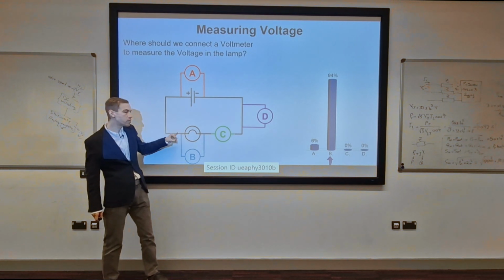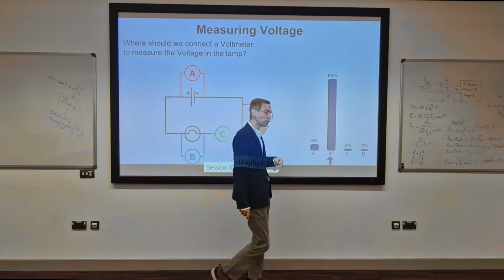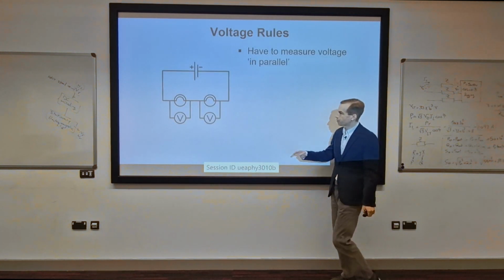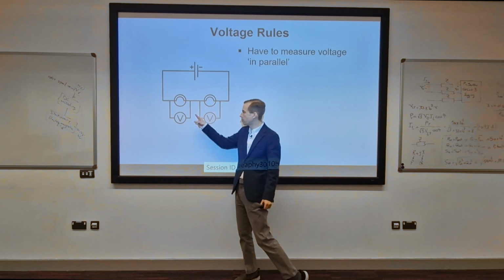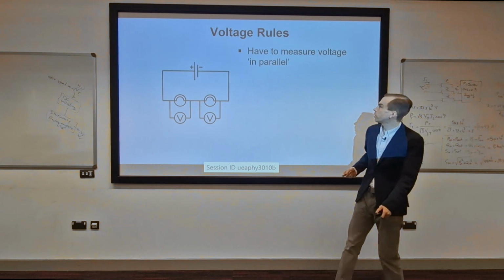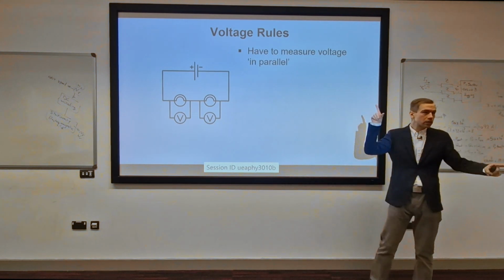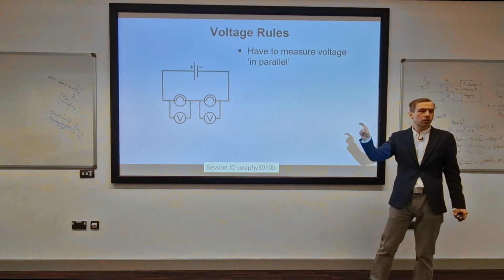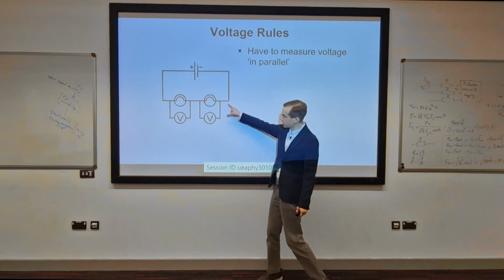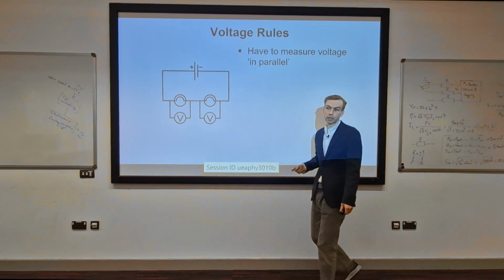So that's kind of pretty simple circuit. We just got one light bulb. What if we make things a bit more interesting? Now we've got two light bulbs here and we're measuring the voltage across both of them, okay? Now, the thing is, I think as everybody spotted, we have to measure the voltage in parallel, and that just means that's how we've got to connect our voltmeter, okay?